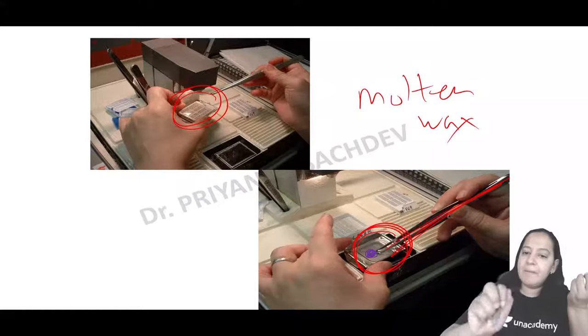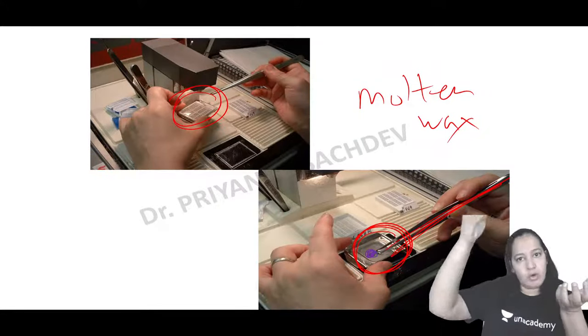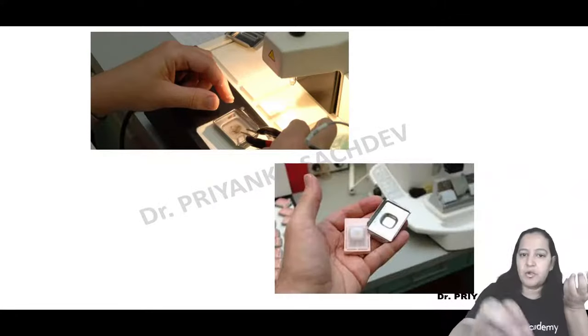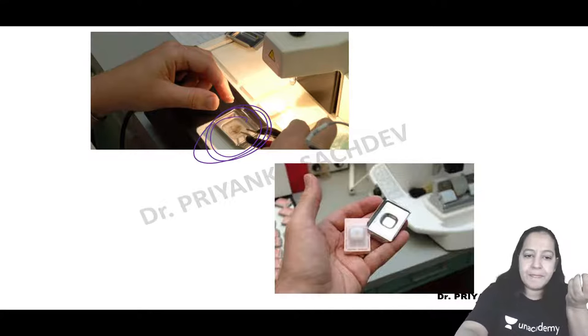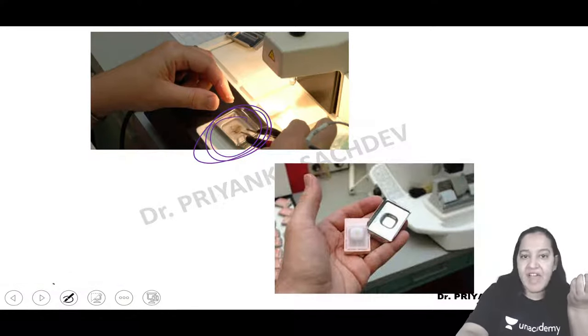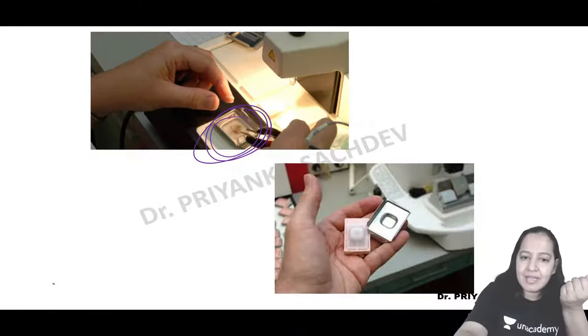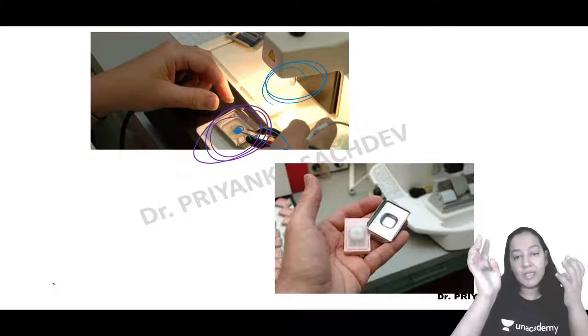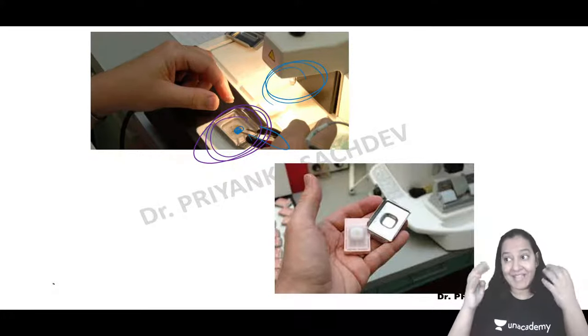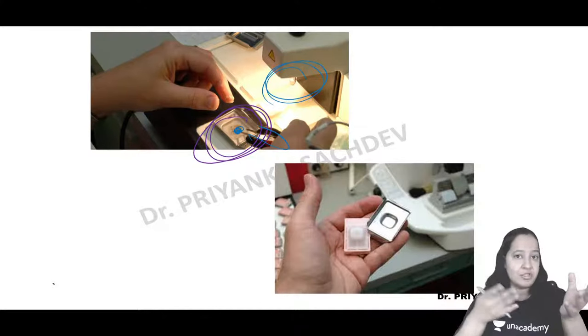Done. So what will happen? Because of gravity, the tissue will go to the bottom and settle there. See here also. This is the cassette filled with wax. Wax is transparent, and the tissue is at the bottom. It should be done in good light. All these things are done by technicians under the supervision of a pathologist in a laboratory.